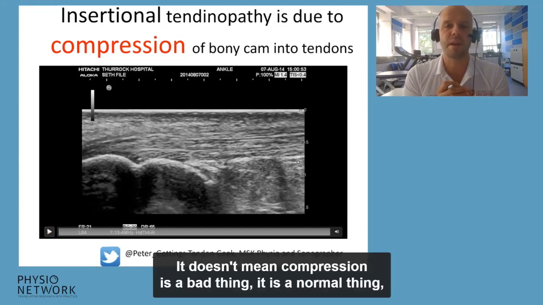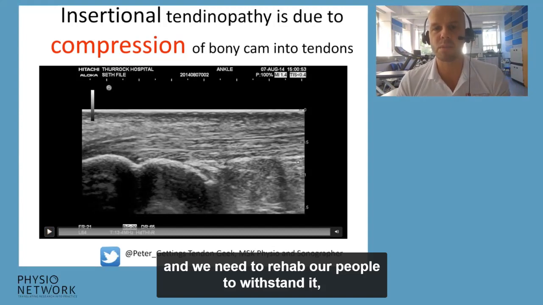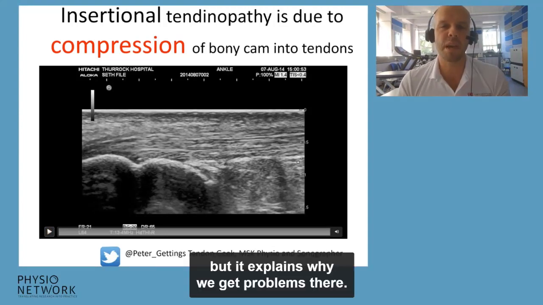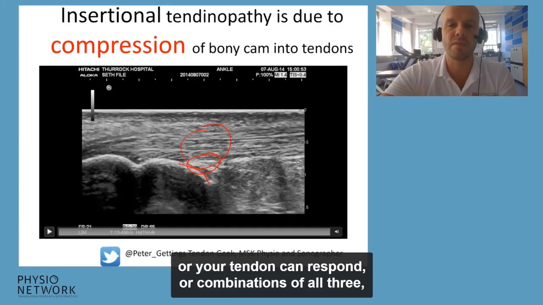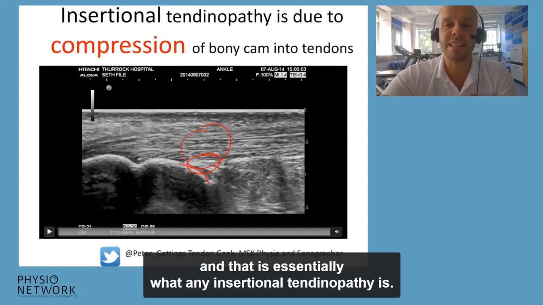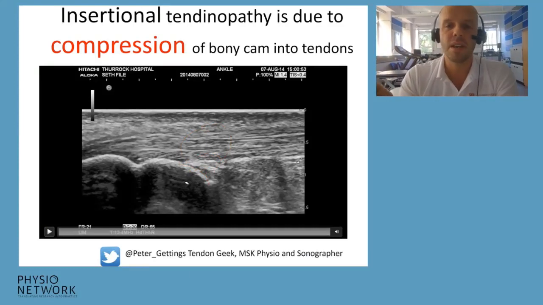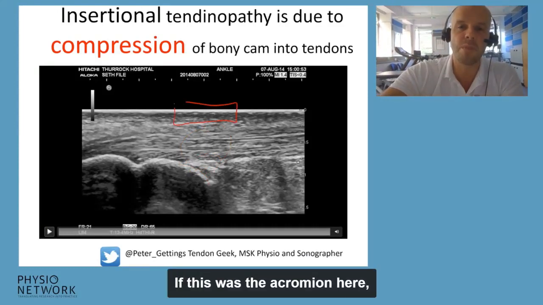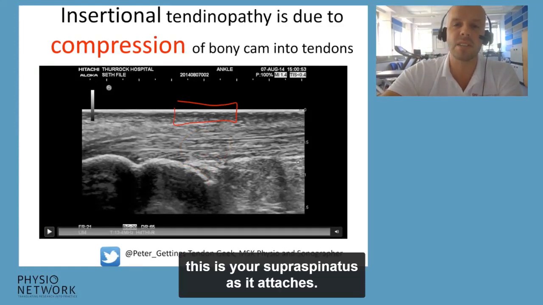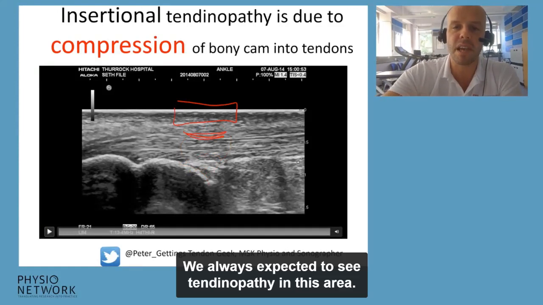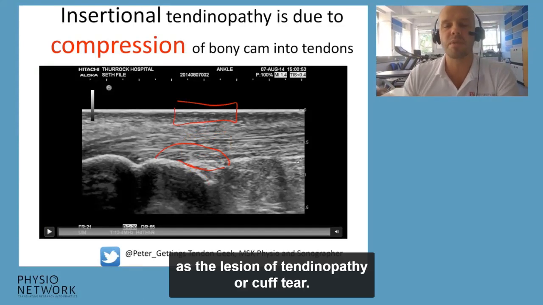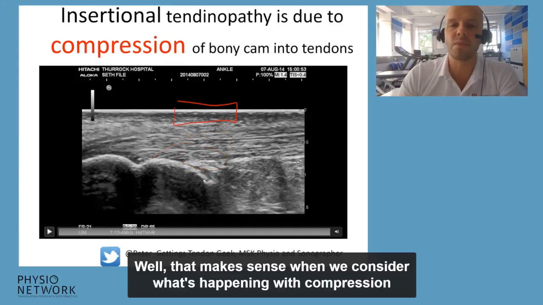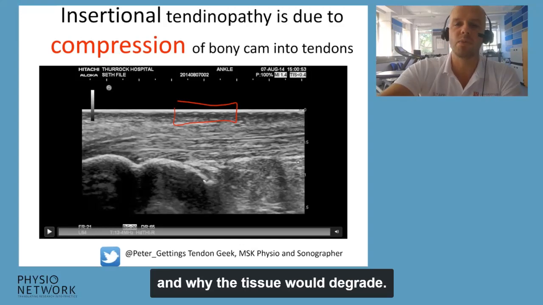It doesn't mean compression is a bad thing. It is a normal thing, and we need to rehab our people to withstand it. But it explains why we get problems there. It's the bony cam. And the bone can respond, the bursa can respond, or your tendon can respond, or combinations of all three. And that is essentially what any insertional tendinopathy is. Think of the shoulder. If this was the acromion here, this is your supraspinatus as it attaches. We always expected to see tendinopathy in this area. What most studies then started showing was you saw this area as the lesion of tendinopathy or a cuff tear. Well, that makes sense when we consider what's happening with compression from the undersurface and why the tissue would degrade.